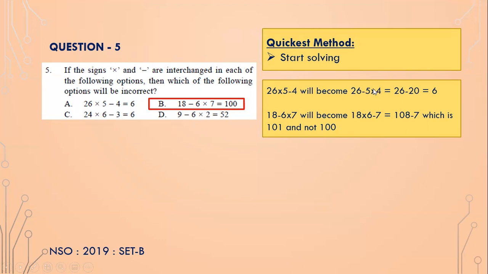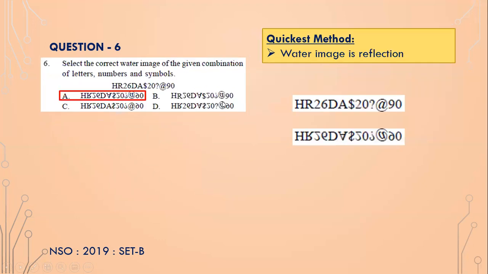In BODMAS (bracket, order, division, multiplication), multiplication comes first. So 26 minus 5 fours are 20, which is 6, which is fine. Second is 18 minus 6 into 7 will become 18 into 6 minus 7. Again, BODMAS: 18 sixes are 108. 108 minus 7 is 101 and not 100. So this is incorrect. Option B is incorrect.